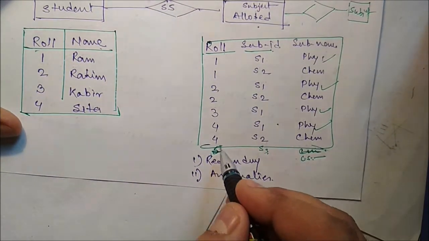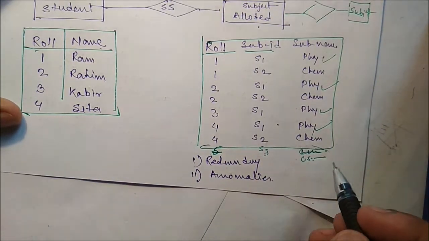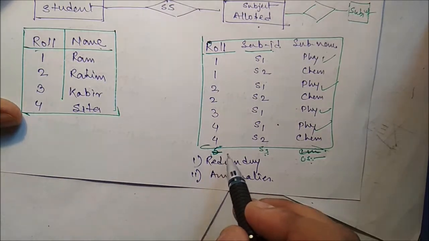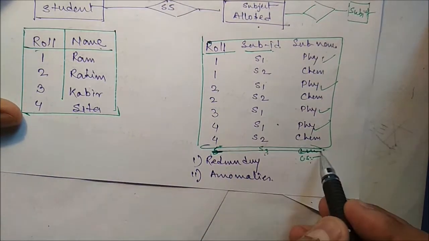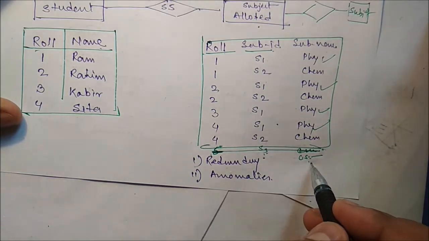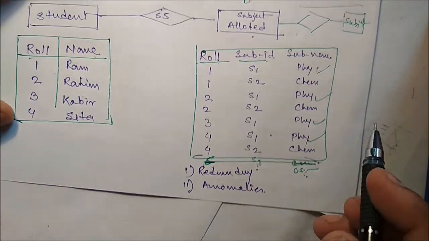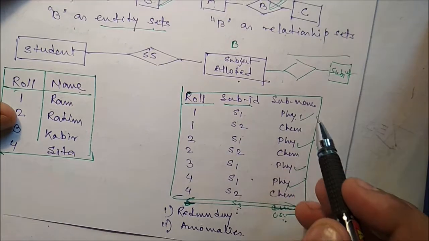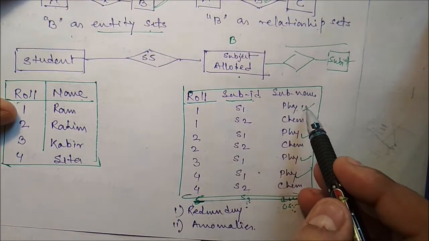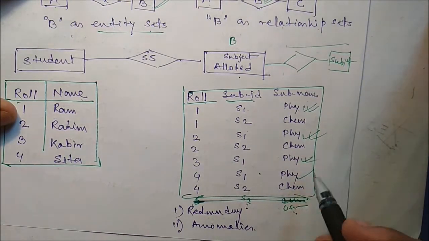Suppose roll number 5 is there, so roll number 5, subject ID is S3 and subject name is computer science. Now roll number 5 needs to leave this particular college, so we delete this row. That means we are losing this information also, the subject ID and the subject name. And suppose instead of writing physics as PHY, you want to write PHYSICS, so we have to update many times. Are you getting this one?